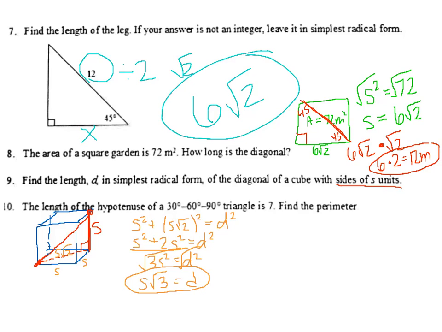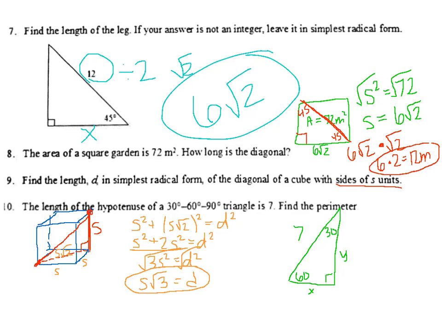Now for number 10, it's asking me about a 30, 60, 90 triangle, but it's asking me to find the perimeter. So I actually have to take another step when I'm done with this problem. I'm going to sketch out my 30, 60, 90 triangle. So there's my 30, 60, 90, and they told me that my hypotenuse is 7. Now you can either use trigonometry to find these two sides, x and y, or you can use the tricks that are on your reference sheet because we know all 30, 60, 90 triangles have the same pattern that they follow. So I'm going to go ahead and do it that way because we'll get to trig later.